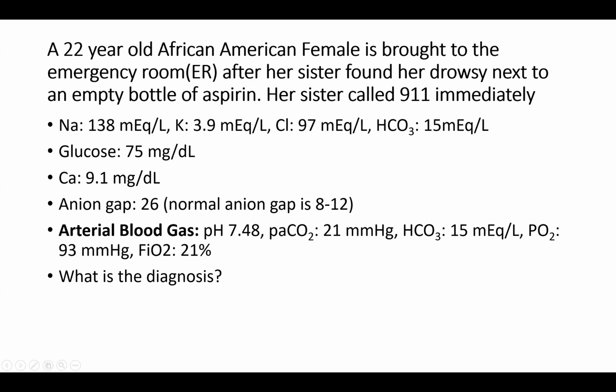Sodium 138, potassium 3.9, chloride 97, bicarbonate is 15. So patient has metabolic acidosis here, and the anion gap is 26. Normal is 10. You did the blood gas, pH is 7.48. So patient has mainly alkalemia. So metabolic acidosis is not the main disease. Patient has alkalemia, and PCO2 is 21. Normal is 40. So patient has primary respiratory alkalosis. Patient has metabolic acidosis with the anion gap of 26. So we have at least mixed primary respiratory alkalosis and anion gap metabolic acidosis.